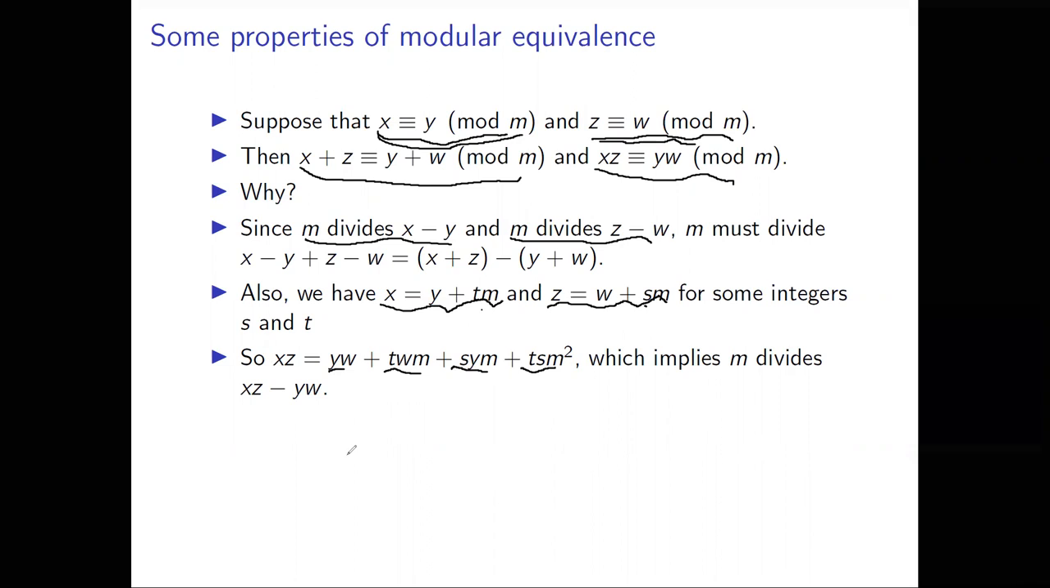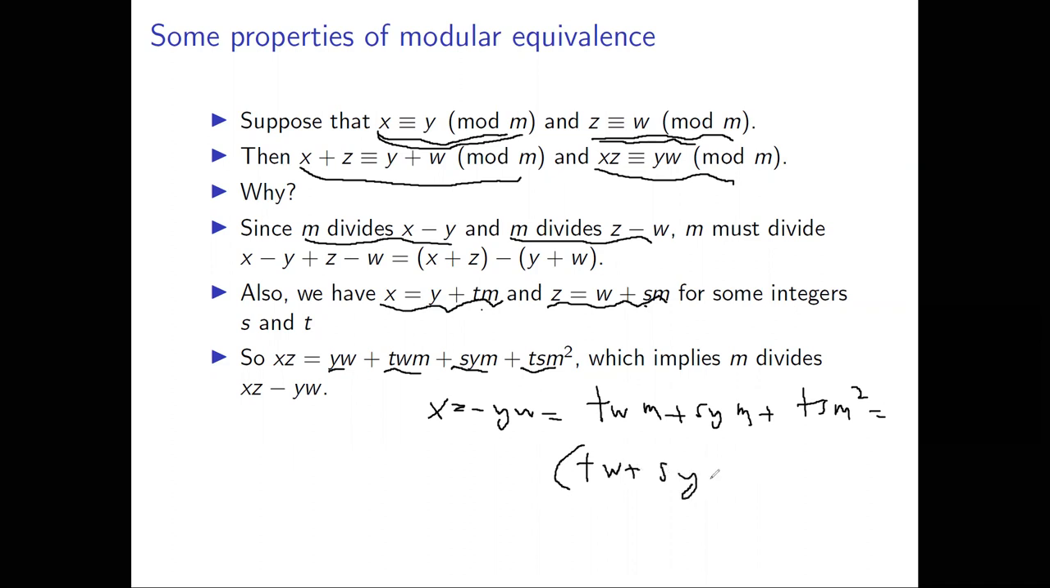And if we subtract YW from both sides, we can say XZ minus YW equals TWM plus SYM plus TSM squared, which equals, we can use the distributive property here and say, TW plus SY plus TSM times M. So we have XZ minus YW equals some integer here times M, which means that M divides XZ minus YW, which means by definition of the modular equivalence we have right here, XZ congruent to YW mod M.